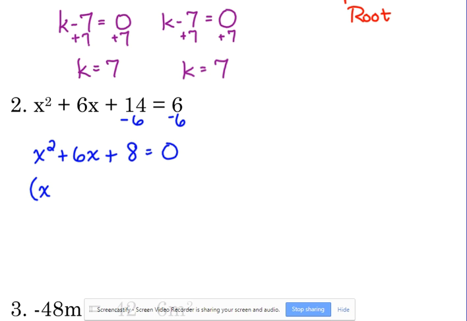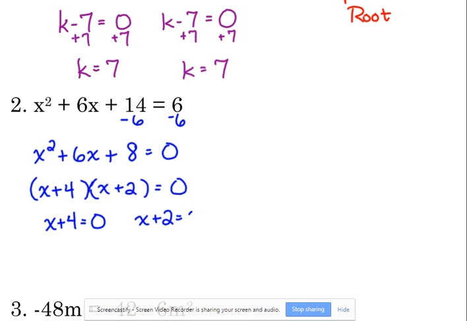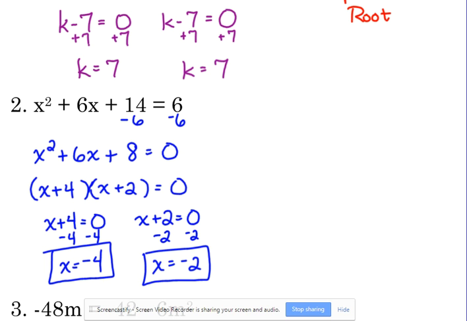So, what are we looking at here? 4 and 2, positive and positive. The 8 is positive, the 6 is positive. So we've got 4 and 2. So we set x plus 4 equal to 0 and x plus 2 equal to 0. So we subtract 4 from both sides for the first one. So we get negative 4 is one of our solutions. We subtract 2 from both sides in the other one. So negative 2 is our other solution.